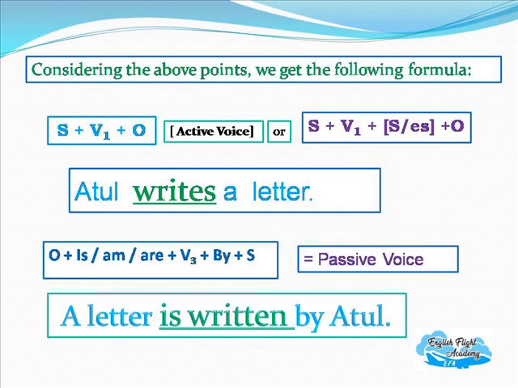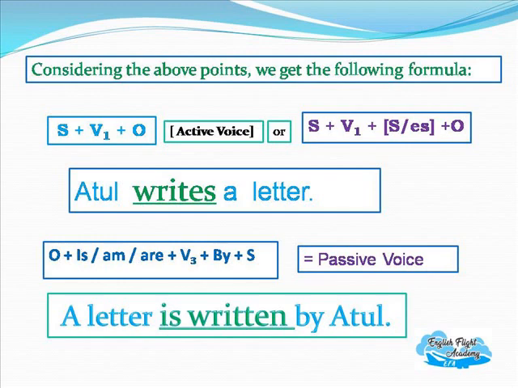So considering the above points, we get the following formula. Atul writes a letter, that is subject plus verb 1 plus S or ES plus object. But in the passive voice, as I told you, object plus is/am/are plus verb 3 plus by plus subject. A letter is written by Atul.